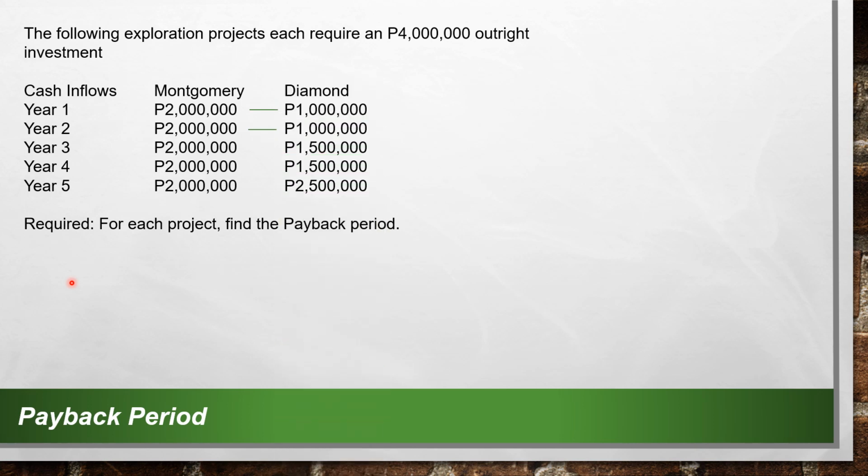Okay. So our payback period for Montgomery is 2. For Diamond, we still get every year. So since it is uneven, for the first year, it's 1.